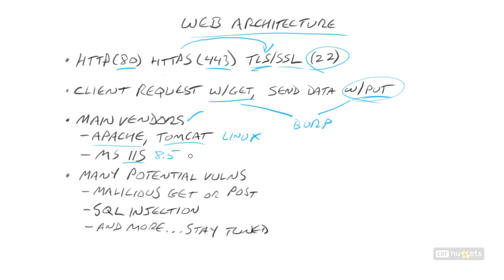I will say that IIS 7, 7.5, 8, 8.5, they were actually pretty good. You're going to find some vulnerabilities every now and then, not too bad, though. There's many potential vulnerabilities in any vendor's web server. Apache, Tomcat, IIS, they all have vulnerabilities. In fact, a lot of the hacks I'll show you coming up here really are against Apache or Tomcat servers.